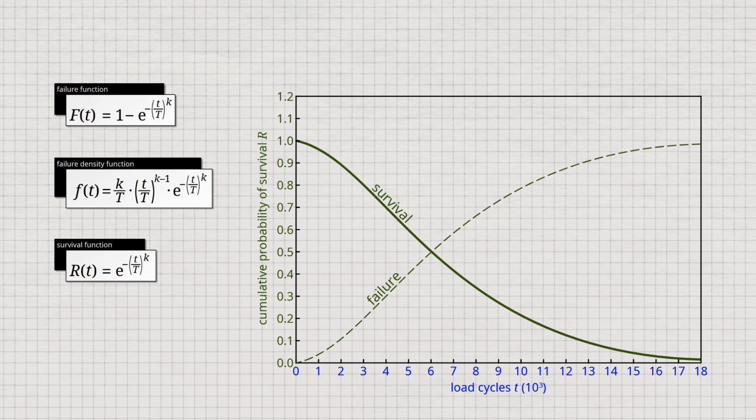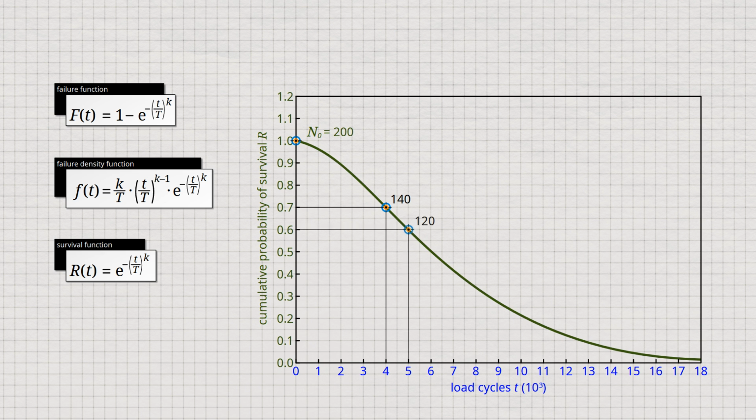For example, if we could test 200 samples simultaneously in the fatigue test, after 4,000 load cycles 70% would still be without fracture, that is 140 samples. After 5,000 load cycles, 60% of the samples would still be without fracture, that is 120 undamaged samples. After 10,000 load cycles, there would still be about 40 specimens without fracture, and after 11,000 load cycles, there would still be around 30 undamaged specimens.